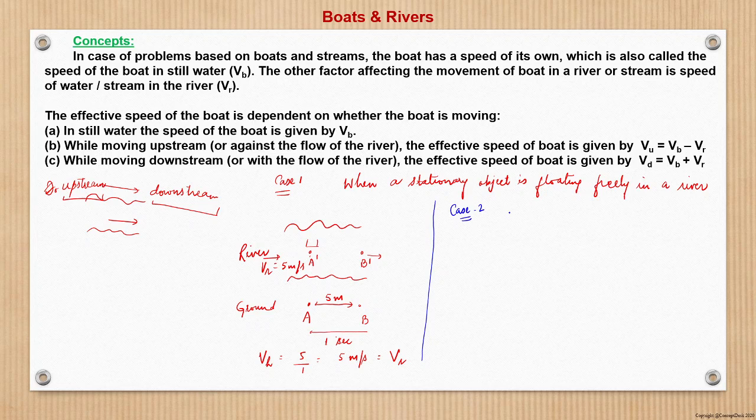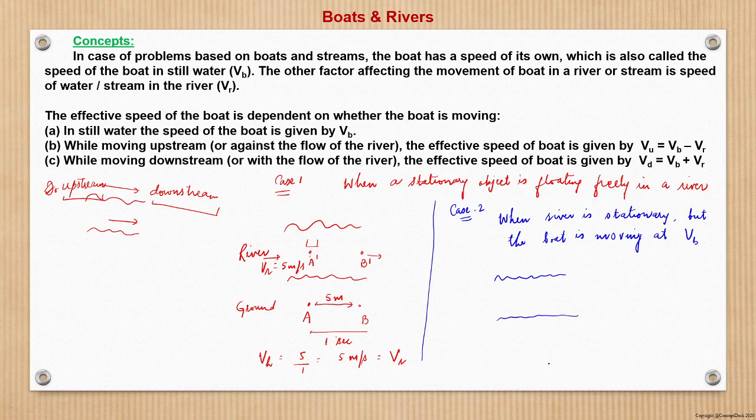Case 2. When the river is stationary, but the boat is moving at, say, VB, the velocity of the boat. So now what happens?